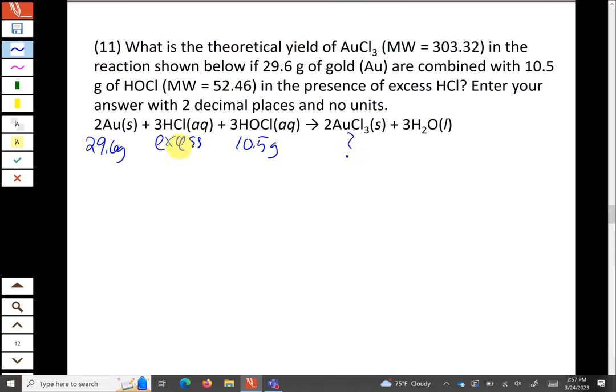So because we have mass amounts of two reactants, we have to first figure out which one is the limiting reactant. That's going to determine how much of this product can actually form. There are different ways of handling limiting reactant problems, but the way that I'm going to do it is start by finding the moles of each reactant and then getting their stoichiometric ratio by dividing by the coefficient.